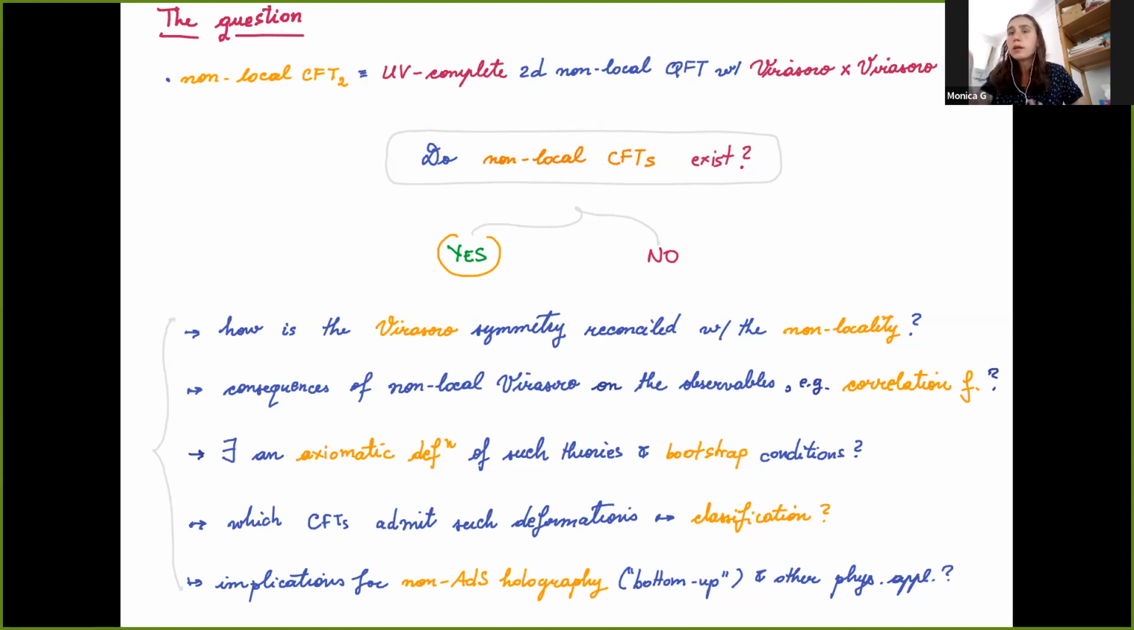And then you can ask more highbrow questions. In CFTs, the power stems from the fact that they have an axiomatic definition in terms of some primary operators and their properties. Can you come up with such an axiomatic definition here? Are there constraints? Can you classify all the theories that you can construct, and so on? And finally, can you understand something about non-AdS holography after you've done all this? But basically, this talk is going to be a field theory talk. So holography was just a minute.